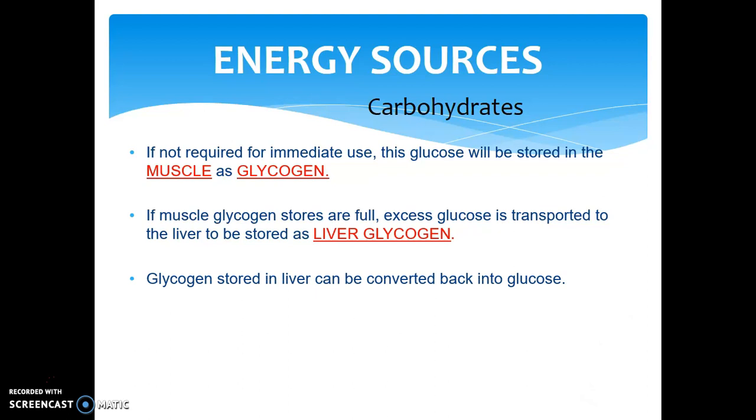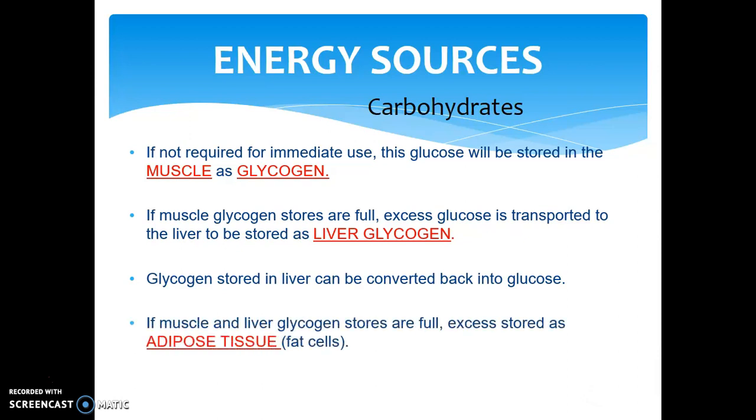It's important to know here that glycogen stored in the liver can also be converted back into glucose. So we store it in the muscles as well. Very important to know that once it's stored in the liver, it can be converted and reused again back into glucose. So if the muscle and liver glycogen stores are full, so we're consuming a high amount of carbohydrates, it's converted into glucose in the blood, we fill up the muscle stores, we fill up the liver stores, and now we've still got some carbohydrate left over from the meal that we've consumed. This excess is now stored as fat.